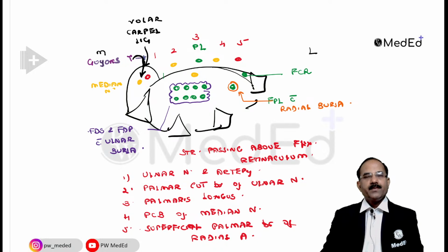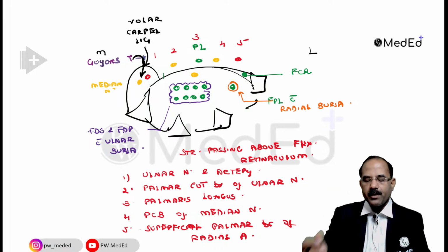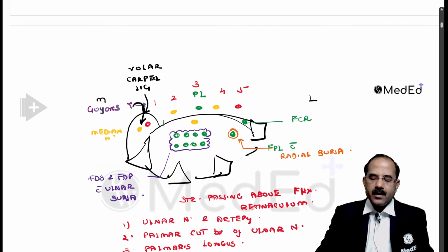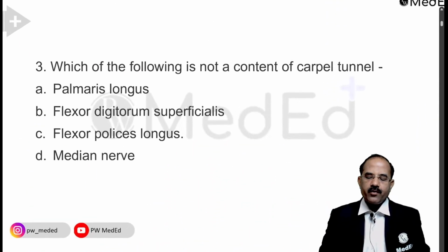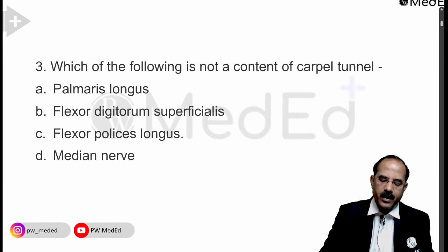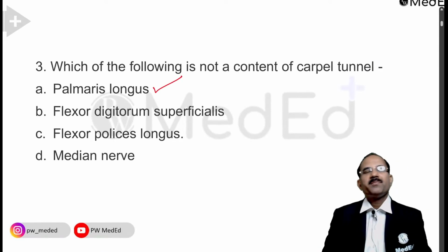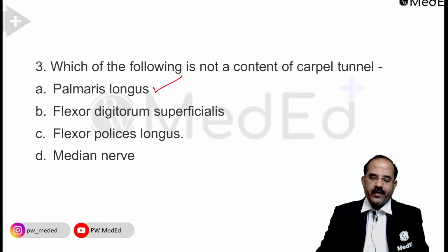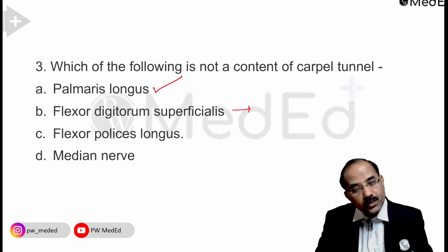Perfect, now. Okay, so these are the structures which are passing above the flexor retinaculum. So now you answer this. Which of the following is not a content of carpal tunnel? Your answer is palmaris longus. Clear? So flexor digitorum superficialis passes through the carpal tunnel.